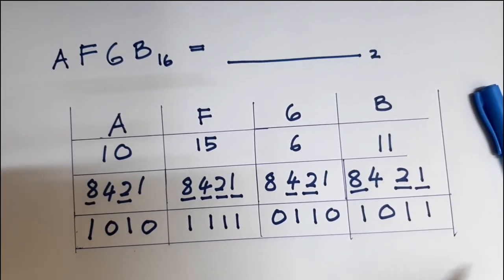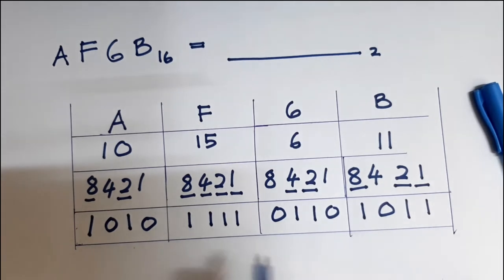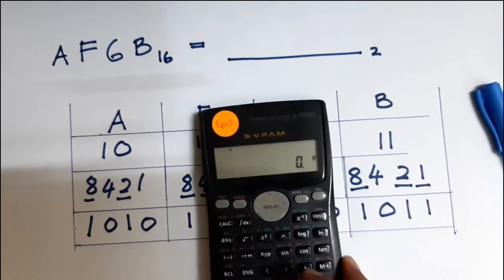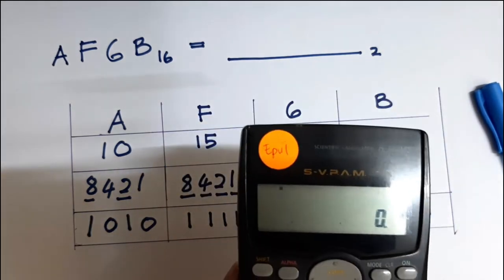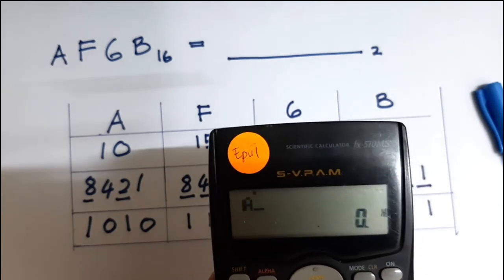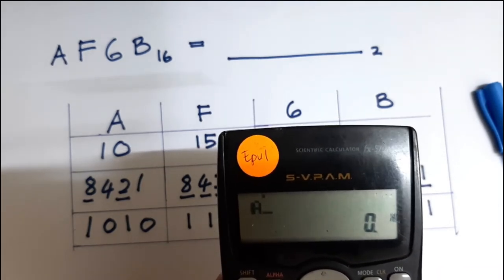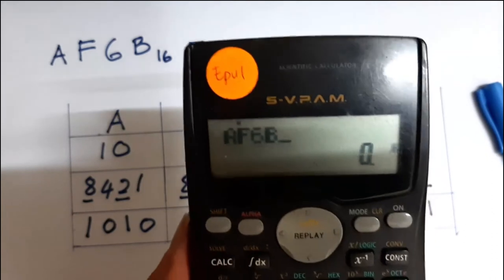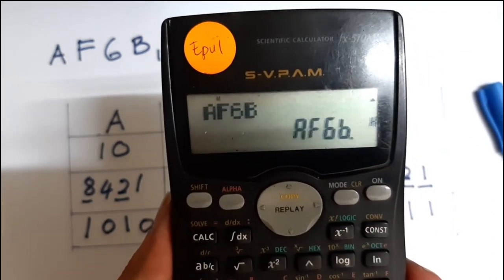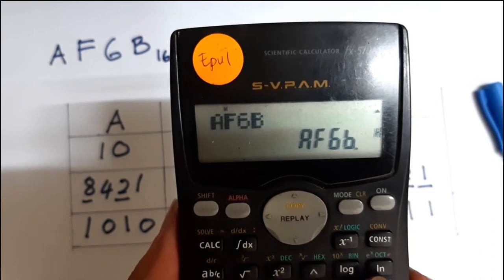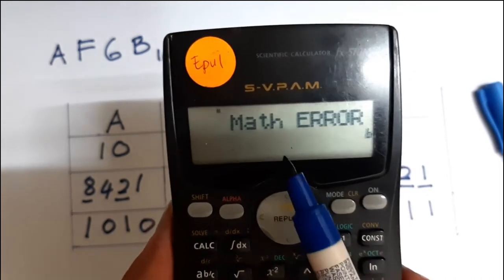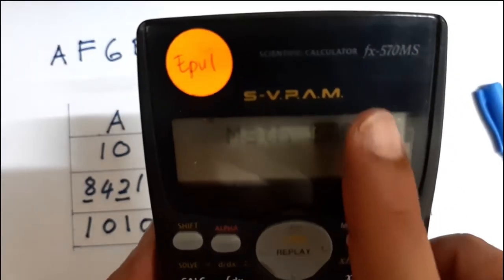Okay, lastly, as usual, we can use a calculator to check whether this answer is correct or not. So, E, F, 6B, okay, equal, binary. Okay, this will show a math error if you are using the calculator of this model.